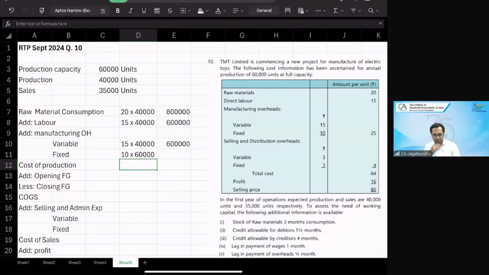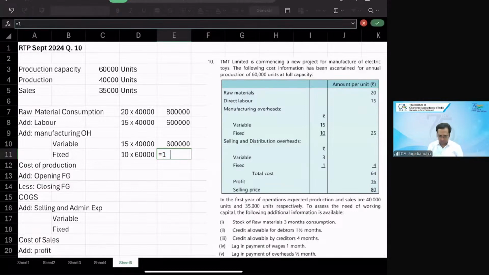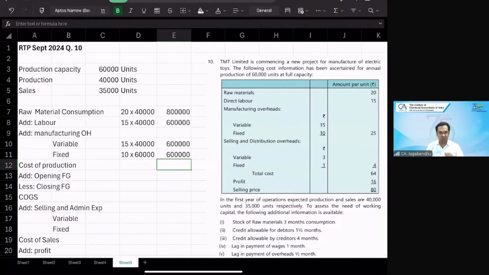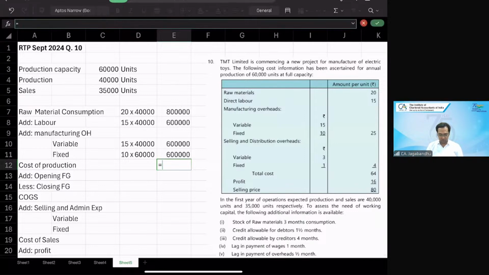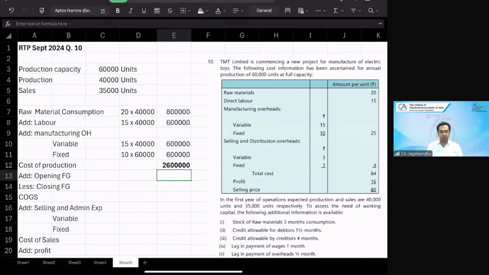Now over here, the number of units that are estimated to be produced is 60,000. Now if you're producing just 40,000, that doesn't mean that fixed overhead will be applicable to you at the rate of 40,000. You will have to pay the expenses at 60,000. So that's going to be 10 multiplied by 60,000. That's going to be the fixed overhead. So our cost of production will be 26 lakh.